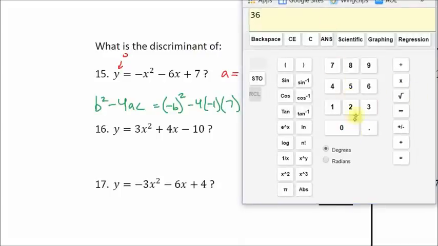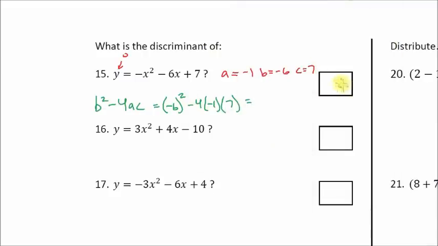Okay, so we've got parentheses -6, since b was -6. So -6 in parentheses squared minus 4, and then in parentheses -1, and then parentheses again 7. See, every variable that we've plugged in, we've used parentheses. First equal, we've got 64. So our discriminant for this equation is 64.